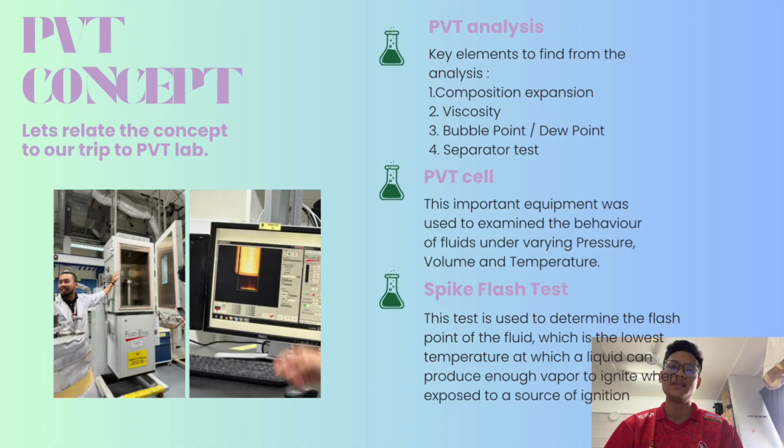Next, the lab guy also explained the PVT cell. The PVT cell looks like my refrigerator at home, but what does that lab equipment help us with? First, the equipment was used to examine the behavior of fluids under varying pressure, volume and temperature. After that, it will undergo the flash test, which is used to determine the flash point of the fluid, which is the lowest temperature at which a liquid can produce enough vapor to ignite when exposed to a source of ignition. Boom.